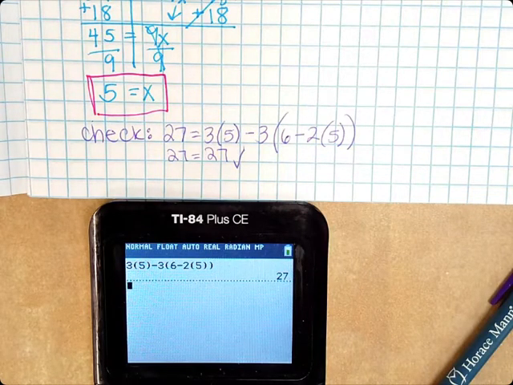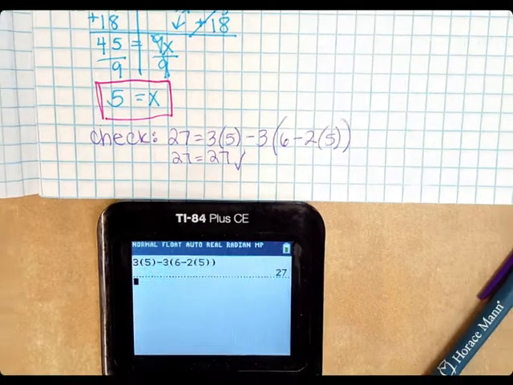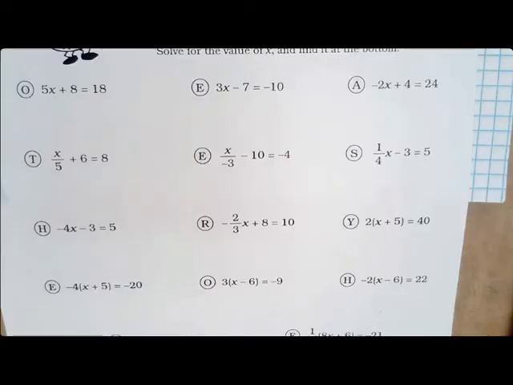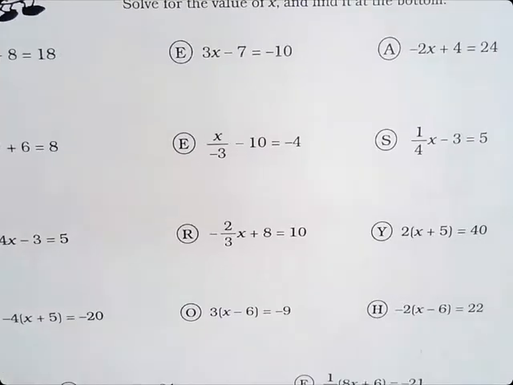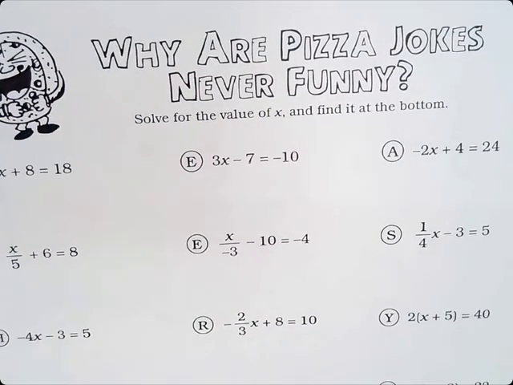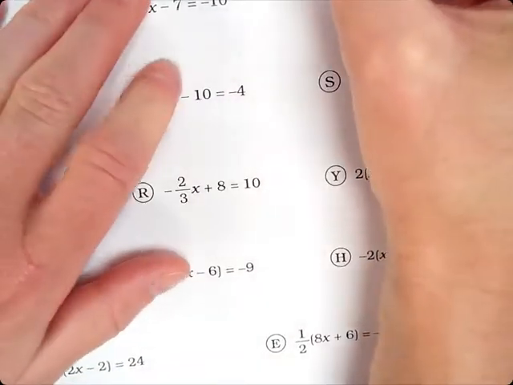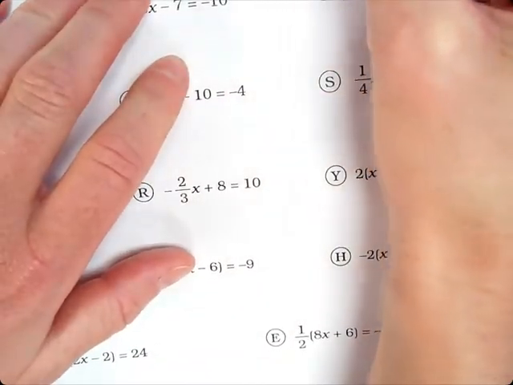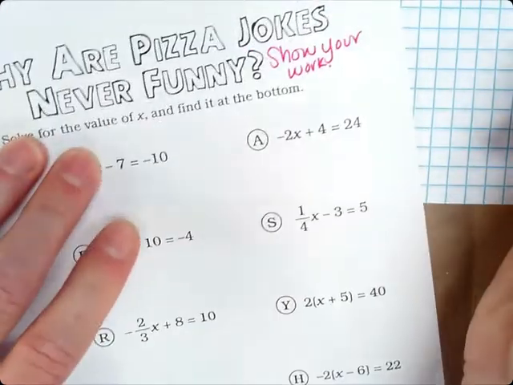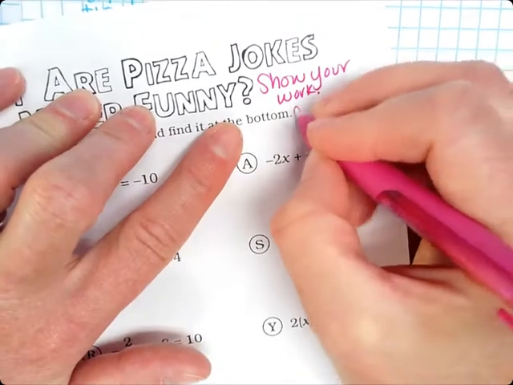All right, I'm going to pass out the assignment. We're going to work out a few problems on there, and then you're going to work on it on your own the rest of the time. Let's look at today's assignment. So we are going to just start with why are pizza jokes never funny? Solve for the x value and find it at the bottom. I also want you to show your work on there, and I want you to check your answer.